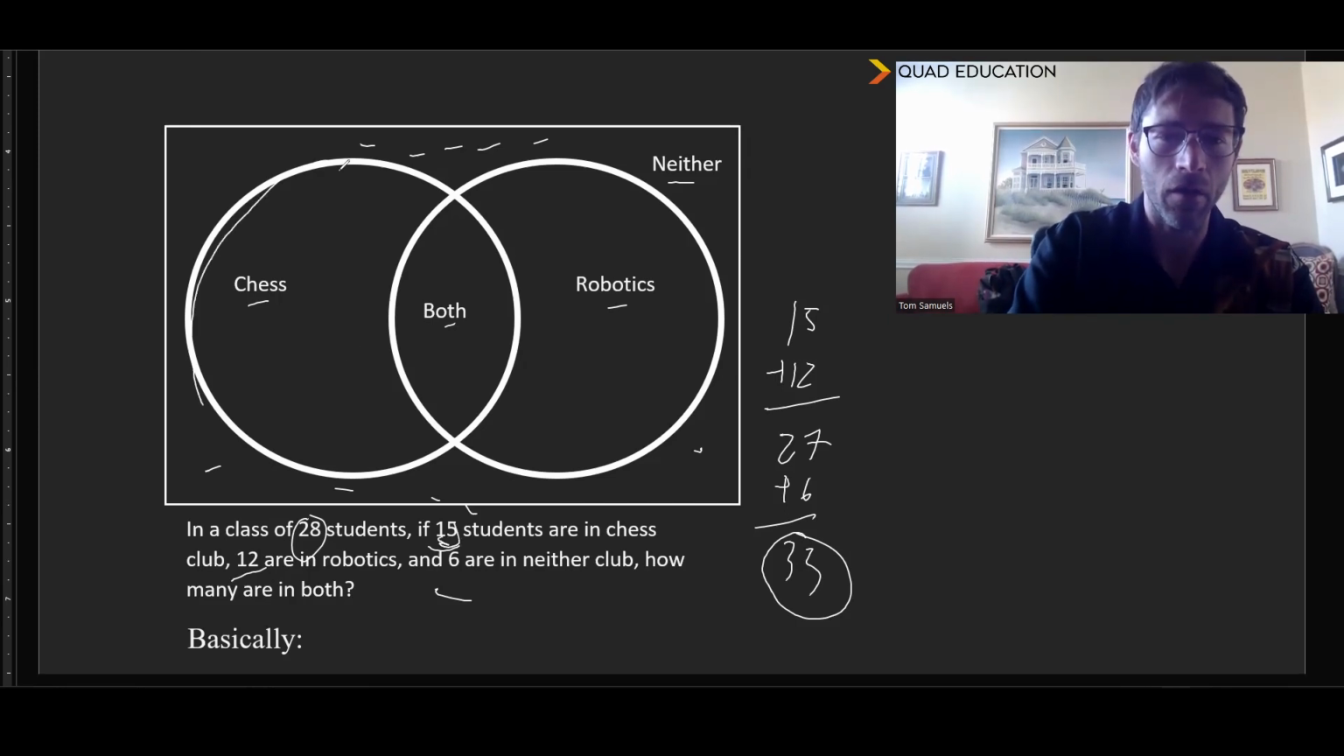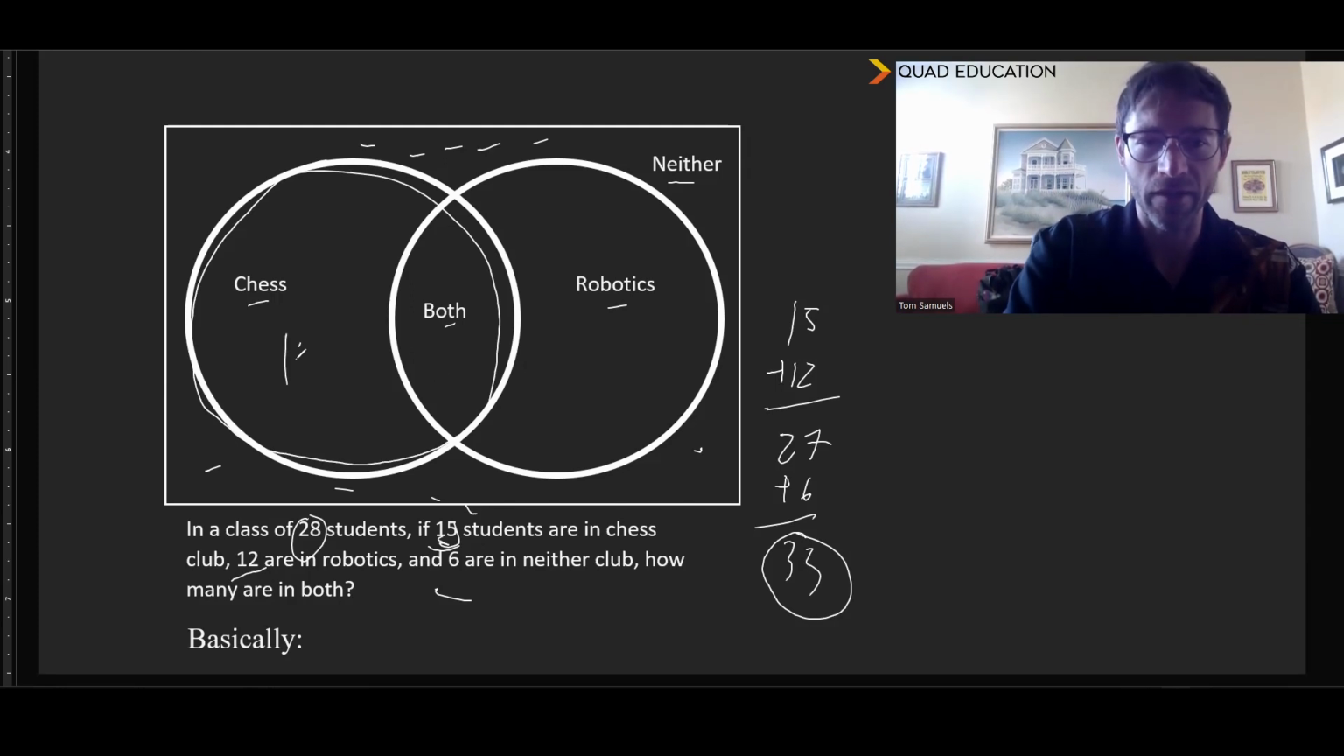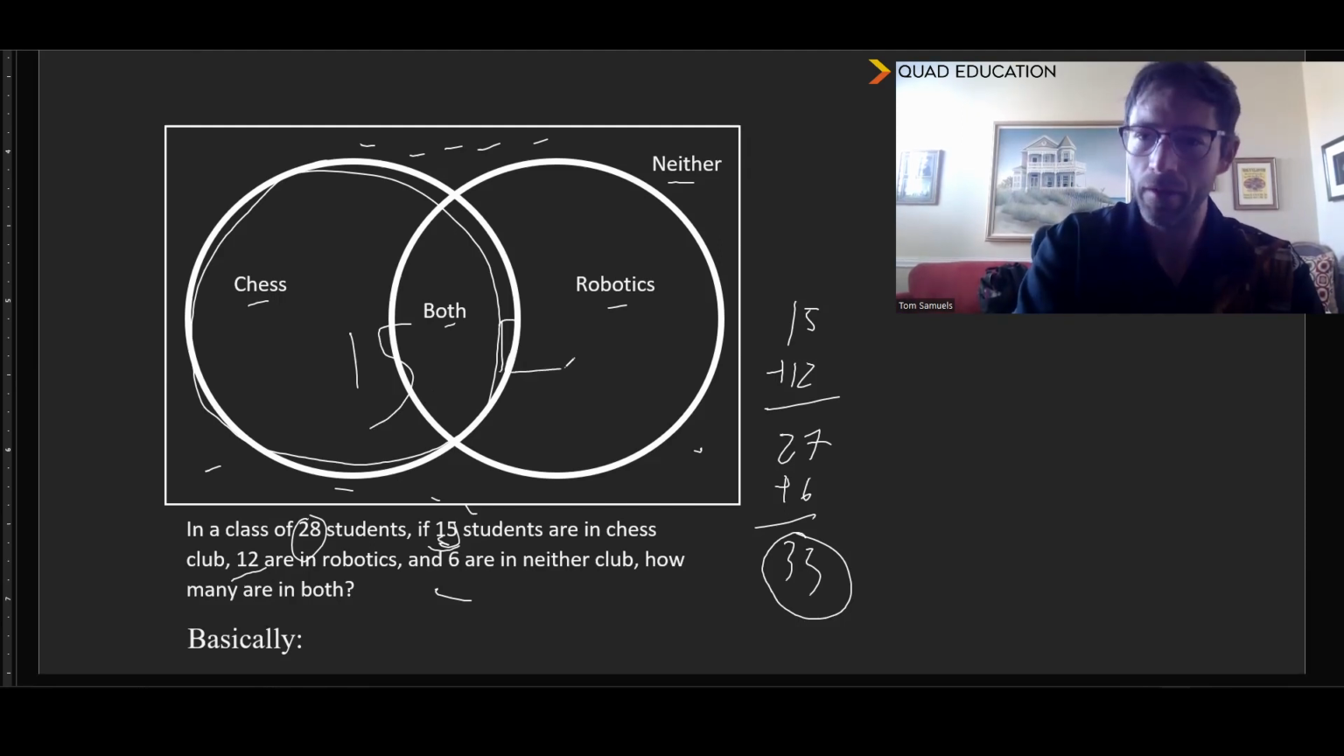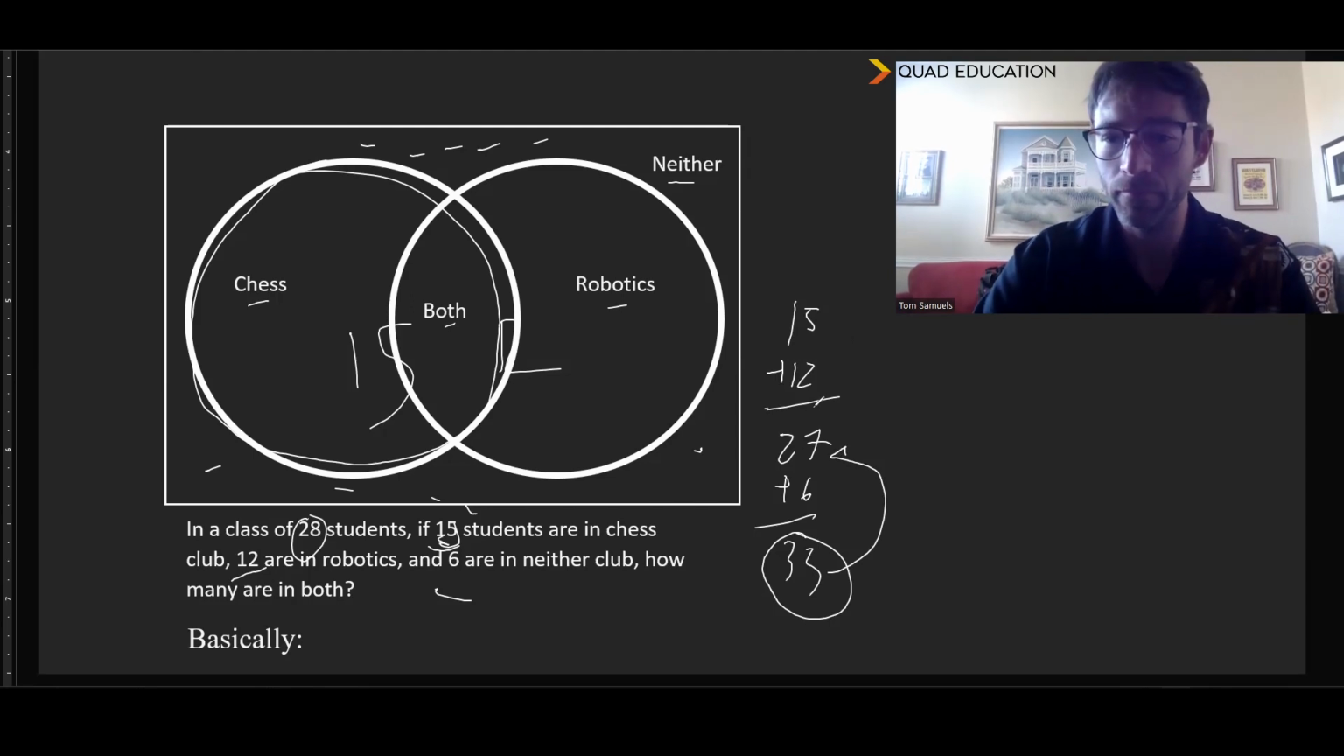But what we're not counting, or rather we're overcounting, is the fact that this 15 right here applies to all of this and not just this right here. So what that means is that the 15 here includes our in both, and the 12 right here includes our in both. And so what that tells us is, well, how do we calculate the both? Well, it's the difference between these two sets added together and what we would have if we added them together completely.